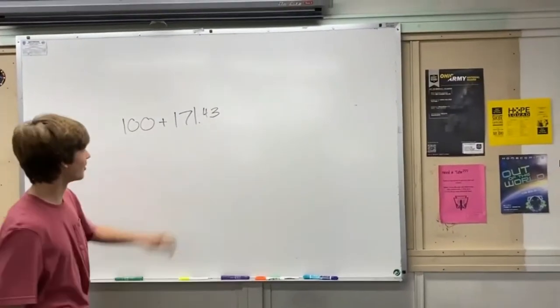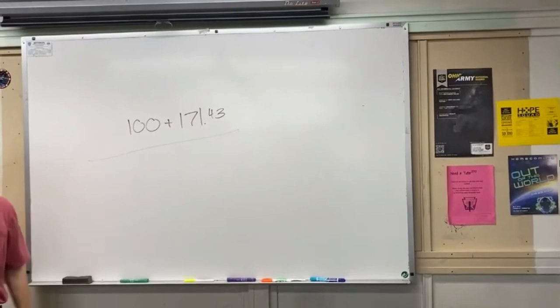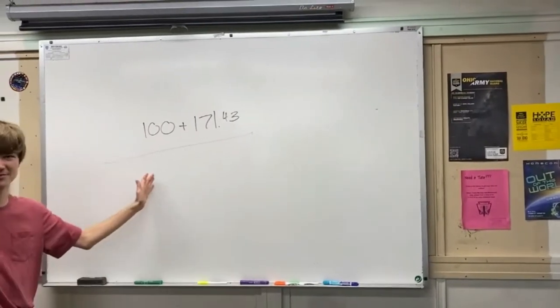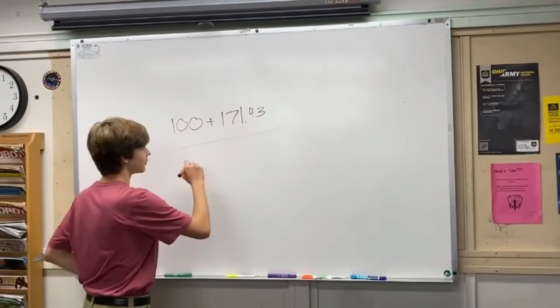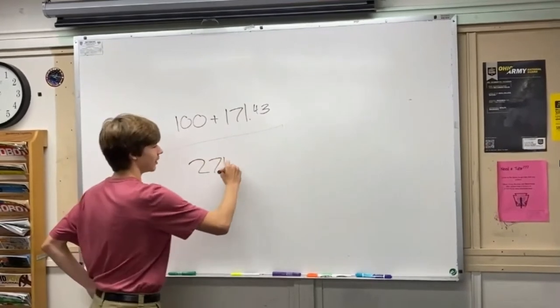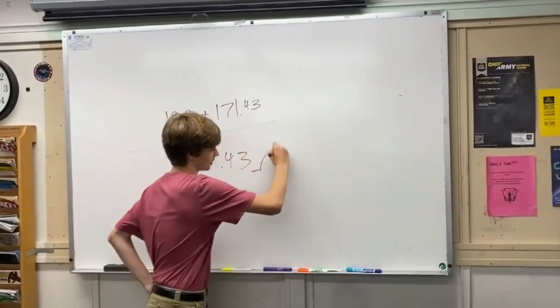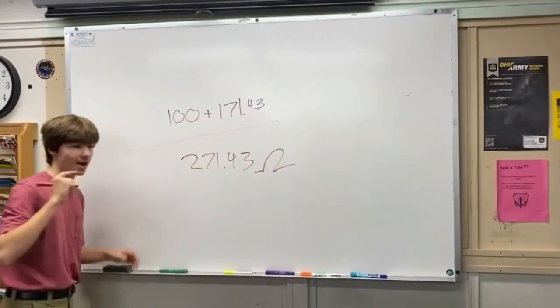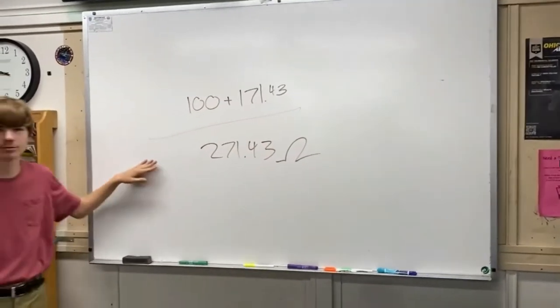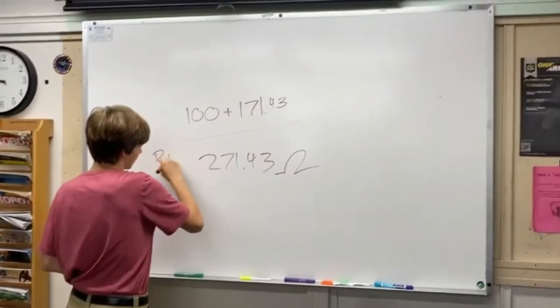So at the end of that, we wind up with this. Now, this is probably the hardest part of the entire equation. But if you're as good as me, it's going to be 271.43 ohms. So leave the door open or else. Now, that is going to be the total resistance, so RT.